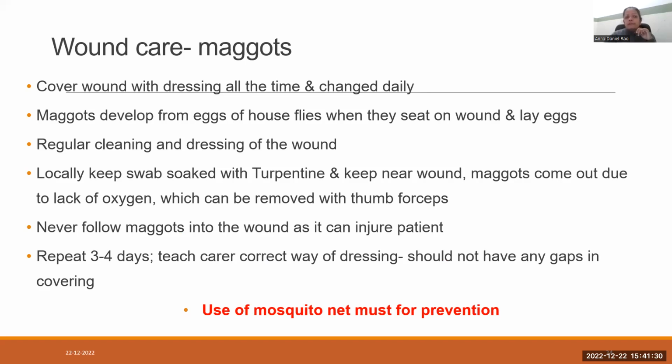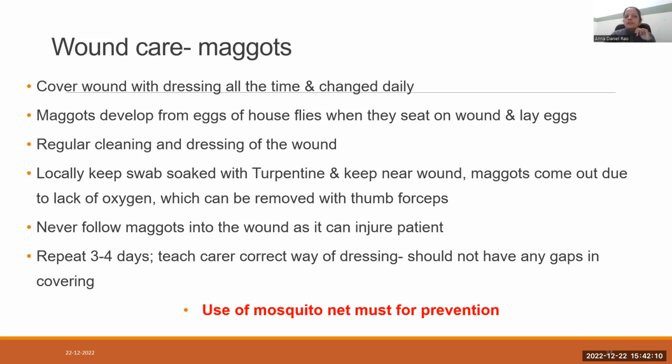What happens if maggots take place? Okay, first and foremost thing is whenever you see such a wound, always ask the patient to remain under the mosquito net. Okay, maximum time of the day he should remain in the mosquito net. And here we do get mosquito nets at the PHC and CHC level. So with the help of the ASHA worker, you can always get the mosquito net. Okay. Or some NGOs may be providing, so that also can help.